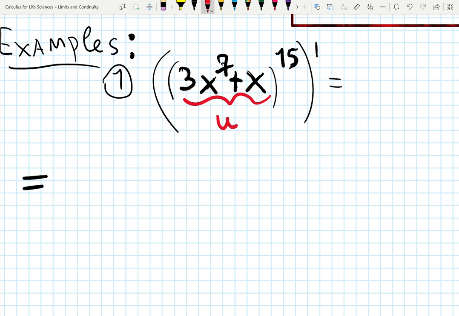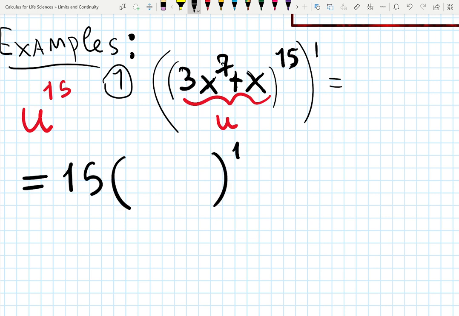This one is inside. It's inner. Let's call it u. U is a very popular thing to call something inside. We call it u substitution sometimes. So it is u to the 15. How do we work out u to the 15? It's 15u to the 14, right? So 15 goes down, u to the 14.